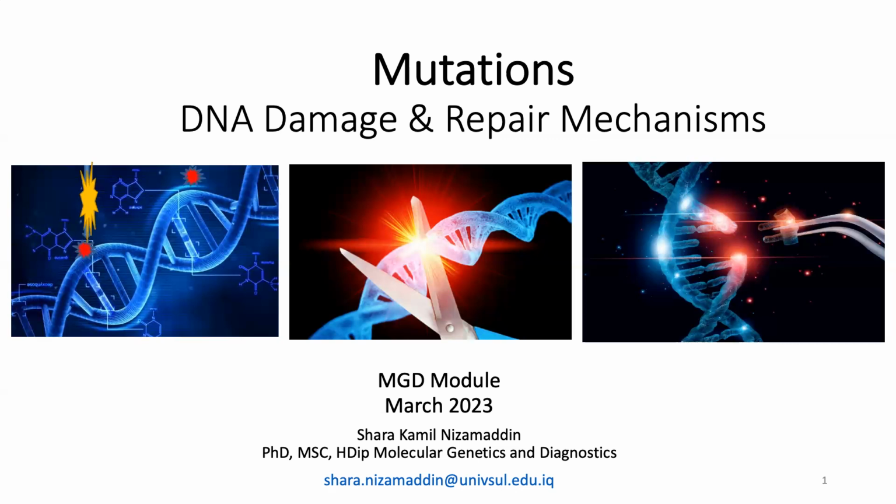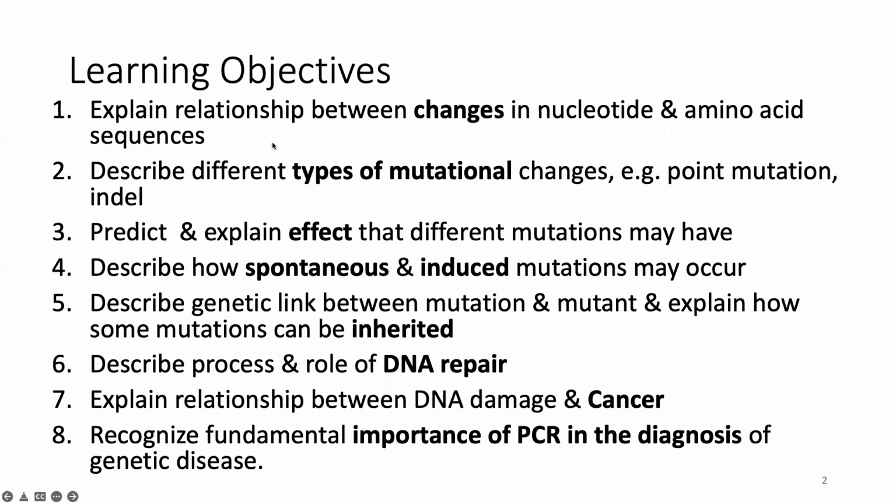Okay, so let's go through the learning objective of the entire lecture. The main thing we want to try is to explain the relationship between change in nucleotide and amino acid sequences. Then types of mutational changes, and then the effect of those different types of mutation on the protein. Would they lead to disease or not? The most important thing for us. And then how those mutations occur. Some of them are spontaneous, some of them intentionally or unintentionally induced. So we need to describe those.